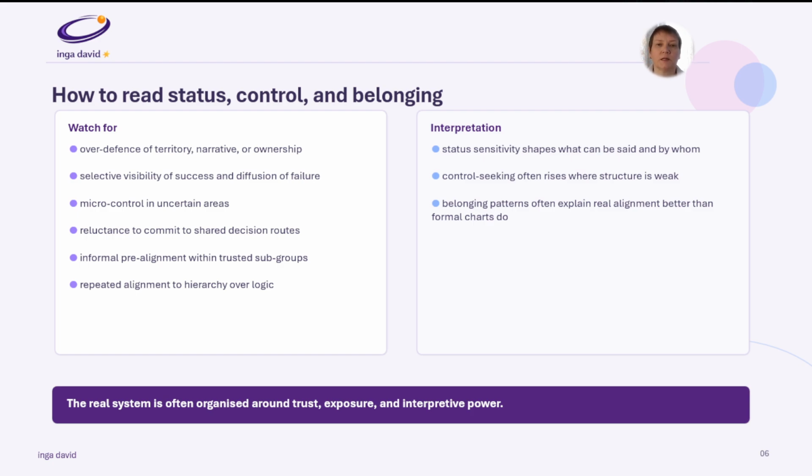Interpretation. Status sensitivity shapes what can be said and by whom. Control seeking often rises where structure is weak. Belonging patterns often explain real alignment better than formal charts do. The real system is often organized around trust, exposure, and interpretive power.